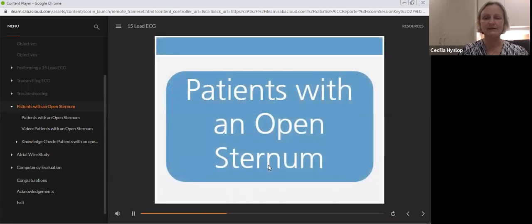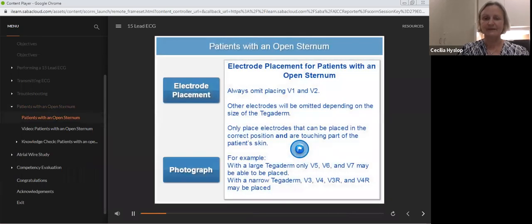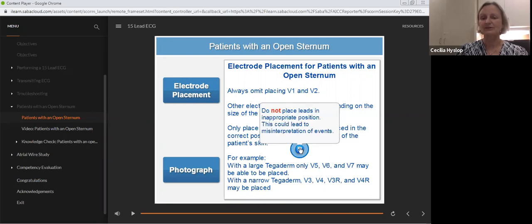Next section is patients with an open sternum. So always omit V1 and V2. You may even have to omit V3 and V4 if they can't be placed properly. Only place electrodes that can be placed in the correct position and are touching part of the patient's skin. So do not place leads in an inappropriate position. This could lead to misinterpretation of events.